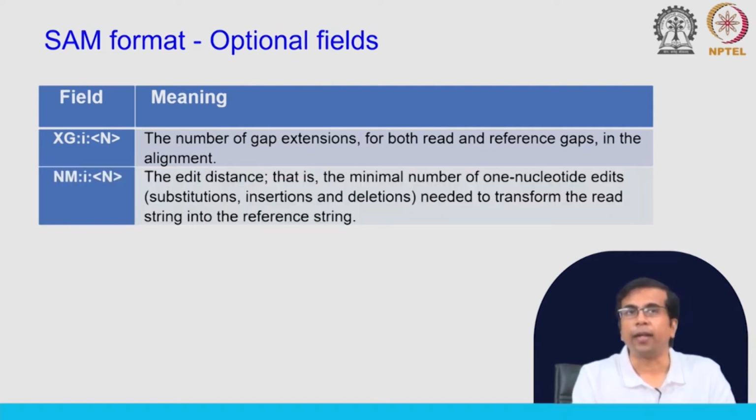Then you have something called NM:i. So, this is the edit distance. That is the minimal number of one-nucleotide changes, whether it is insertion, deletion or substitution, that you need to make in the read sequence to get to the reference string. So, it is a number of mismatches plus number of indels that gives you this edit distance, or simply how far the read is from the reference sequence. In most cases this should be 0 because you do not have any mismatch or indel in the data. Again, we will go back to the SAM file and we will carefully look at how these numbers actually look like.